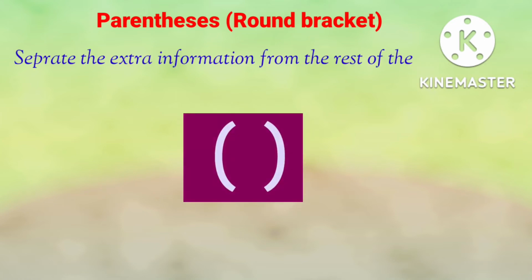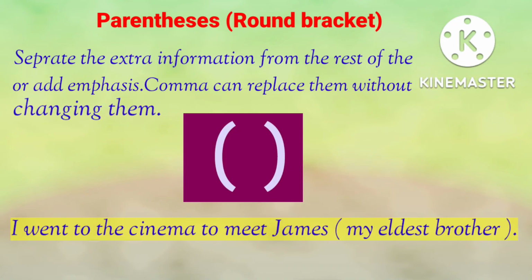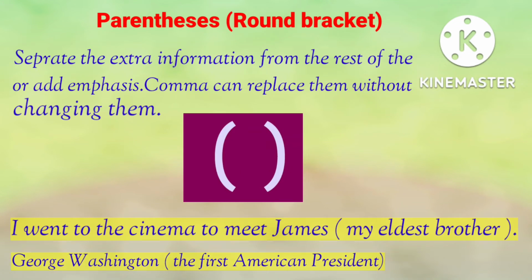Parenthesis, commonly known as round brackets, separate the extra information from the rest of the sentence or add emphasis. Commas can replace them without changing the meaning. For example, I went to the cinema to meet James (my eldest brother). George Washington (the first American president).